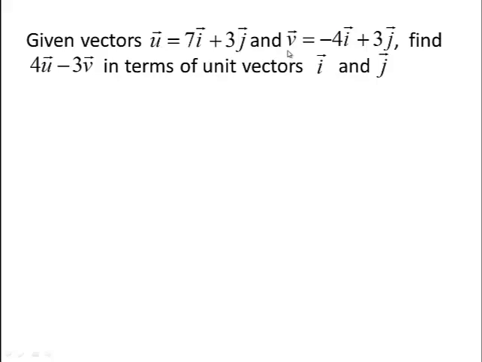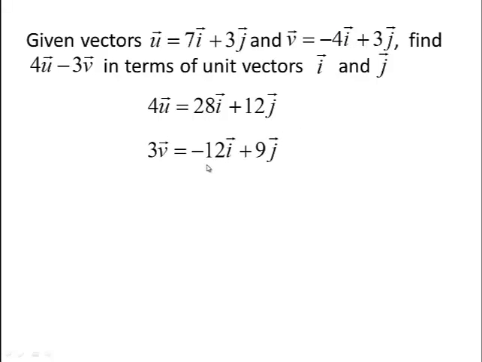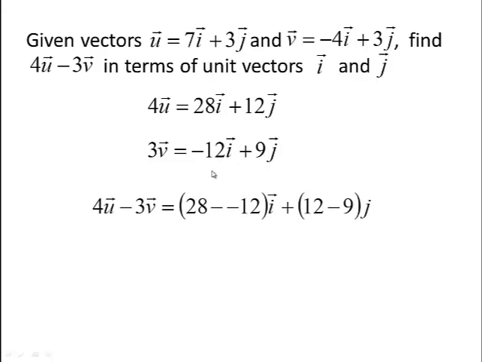Given the vectors of u and v, find 4 times u minus 3 times v. So 4 times u would be 28i plus 12j, and 3 times v is negative 12i plus 9j. Now since I'm going to be subtracting these, I'm going to take 28 minus a negative 12, and we're going to take 12 minus 9, and I get what I was looking for, right? This is what they asked for, is equal to 40i plus 3j.